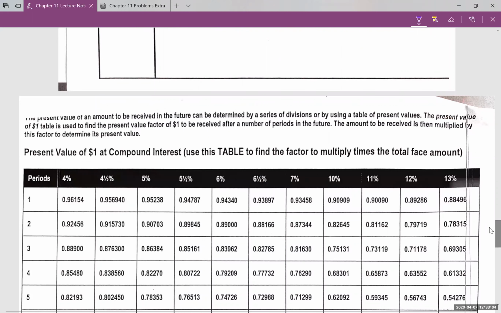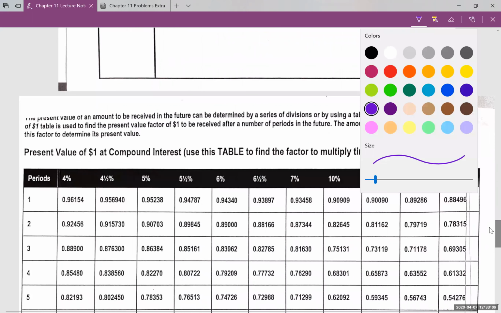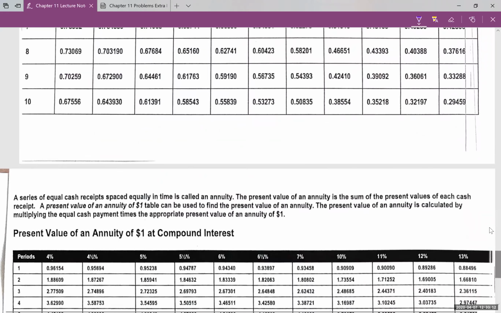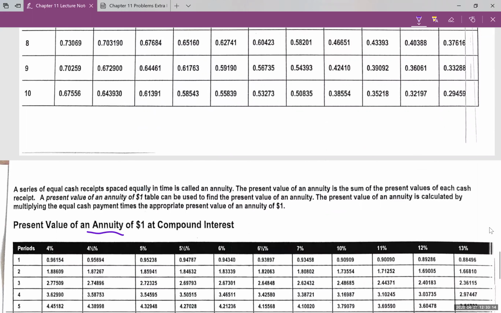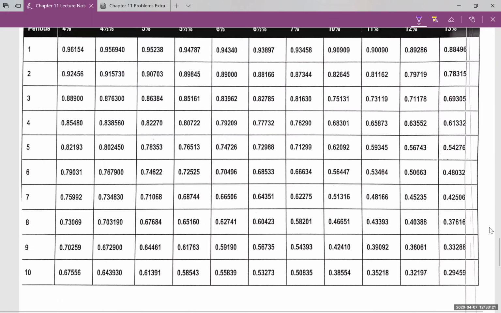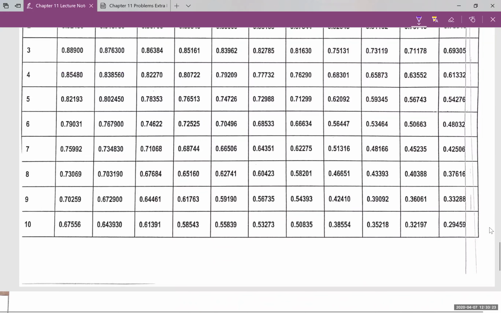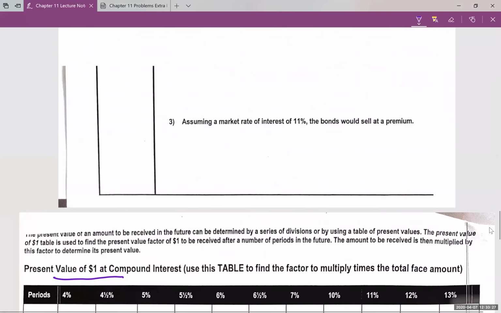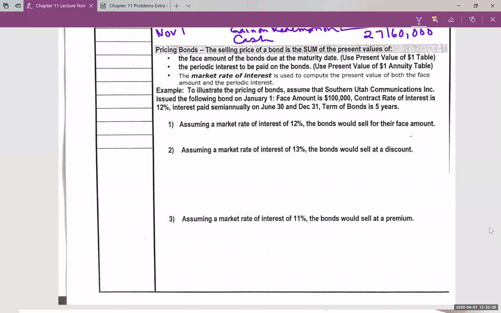And you might want to note that this first table is the present value of $1. And then the second table is the difference, this word annuity. Annuity means payments, if you will. So when we're doing a lump sum, we're going to be using the first table. And when we're looking at interest payments, we're going to be using the second table. So just keep that in mind. It's really important to understand from the beginning.